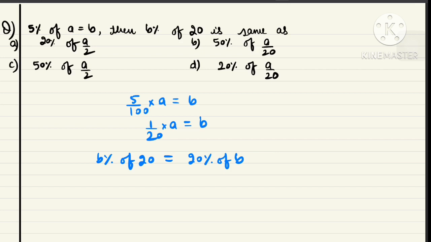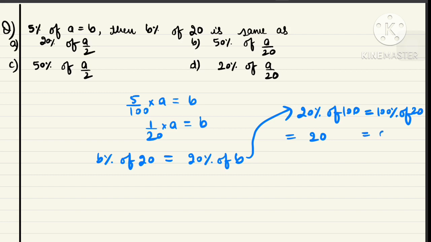Let me explain this thing with an example. If I want to find out 20% of 100, what will be the answer? 20% of 100 is 20. If we write it as 100% of 20, it will be the same, 20. So here we can say B percent of 20 is equal to 20% of B.